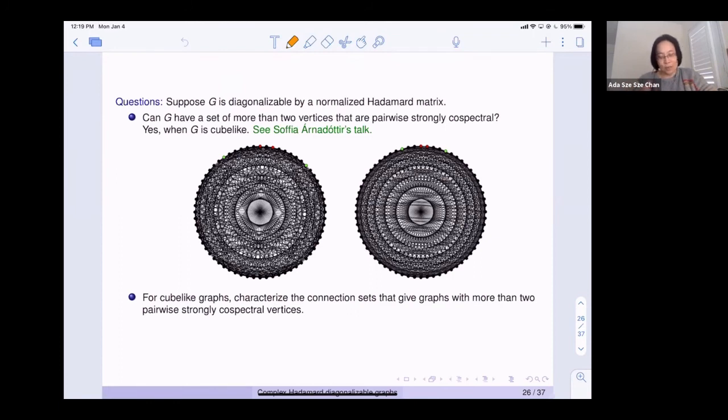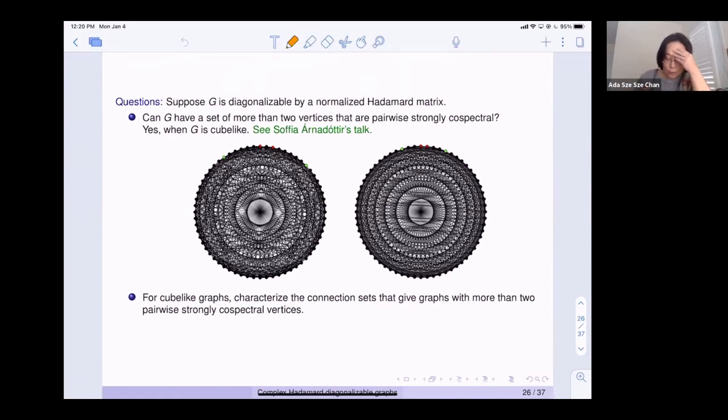And Sophia talked about this in her talk. Sophia's been looking at Cayley graphs. So we say, let's just focus on cube-like graphs, so we just focus on that special Sylvester type Hadamard matrix. Sophia answered this question, and the answer is yes. For cube-like graphs, it's possible to have more than two vertices that are pairwise strongly cospectral. She came up with these very pretty drawings of graphs. I really like these drawings, so I couldn't resist and put down two drawings there. I would fill in more if I had more space.